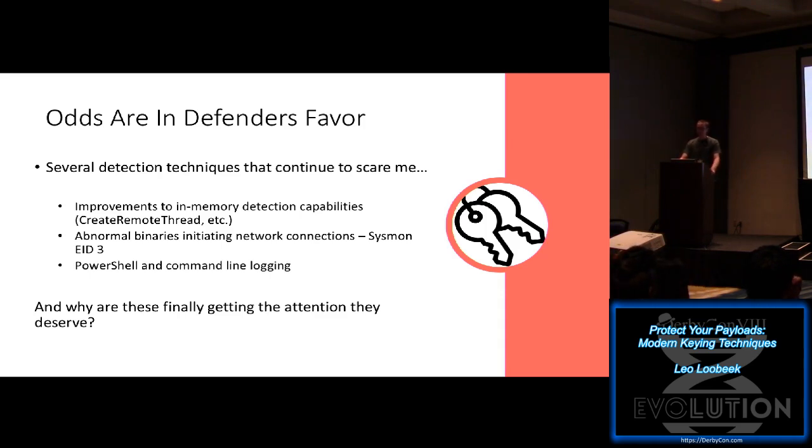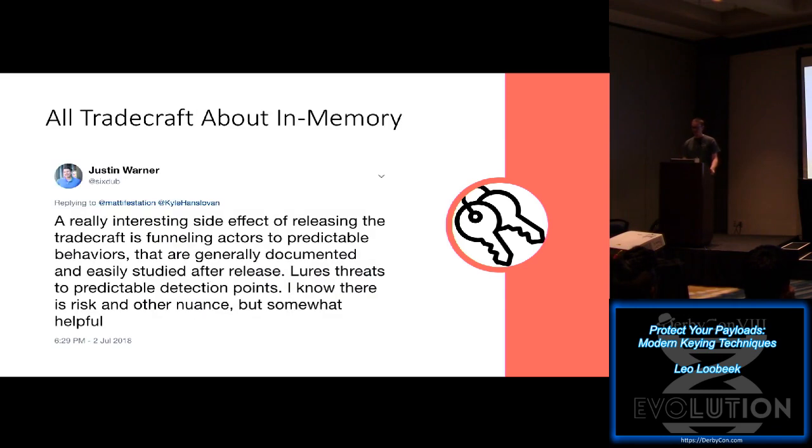And things like improvements to in-memory detection capabilities, finding things like CreateRemoteThread is getting a lot better. Finding abnormal binaries making network connections, like Sysmon event ID 3 is really good. Command line logging. And finally, these in-memory techniques and red team techniques are getting the attention they deserve. I really think that's because all tradecraft is about in-memory techniques.